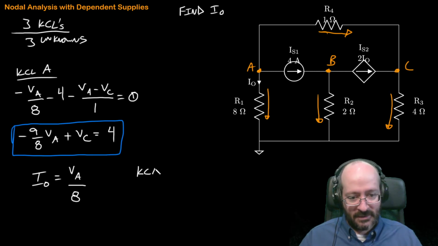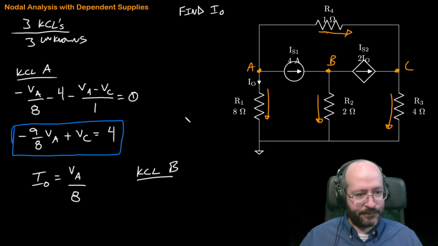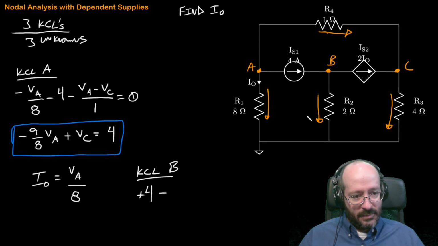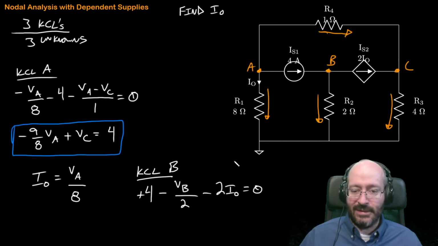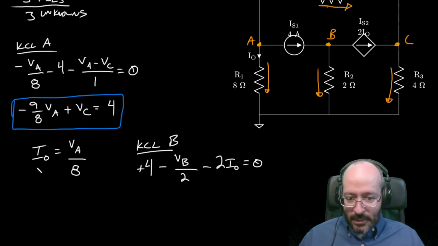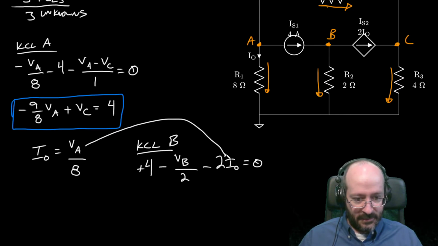So let's write the KCL for B. Let's see, we've got 4 amps flowing in, okay, because now it's going into B. We've got this current leaving, so it's minus VB, where VB is at the tail and 0 is at the tip, and that's over 2. Okay, and then this current's leaving, and it's 2IO, and that's everything going in or out of B, so that's equal to 0. Now we make our substitution. So we take this and we substitute it in for that.